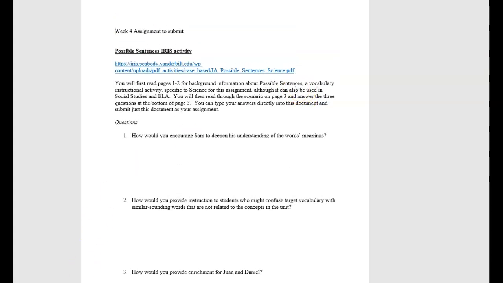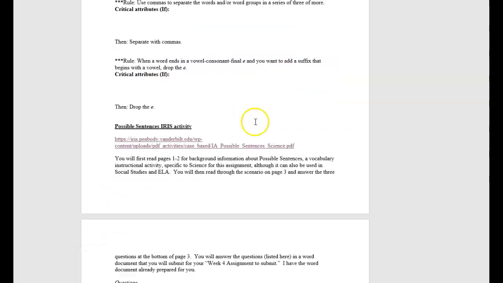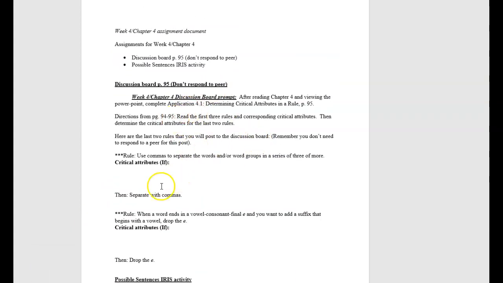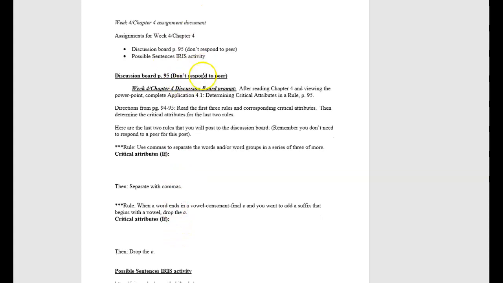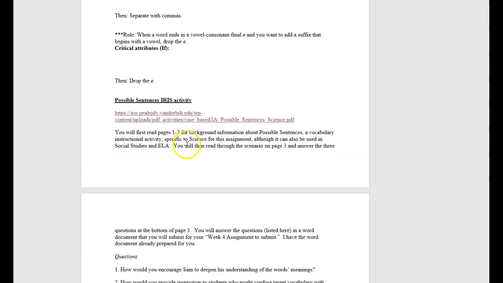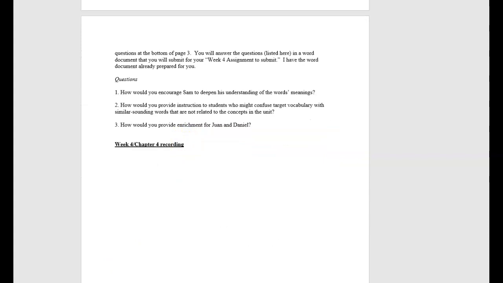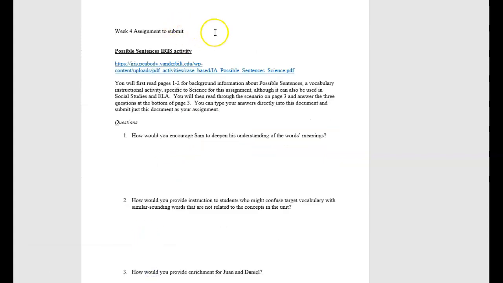All right, so that is it for chapter 4, week 4. So again, discussion board, you're just going to list the critical attributes, an example, and again, if you want to live crazy, list a non-example for this one. Same thing here, critical attribute or attributes, an example, and if you want to live on the edge, a non-example. All right, that'll be in the discussion board, and you do not need to respond to a peer. And then this possible sentences, that will be week 4 assignment to submit. All right, hopefully that makes sense.